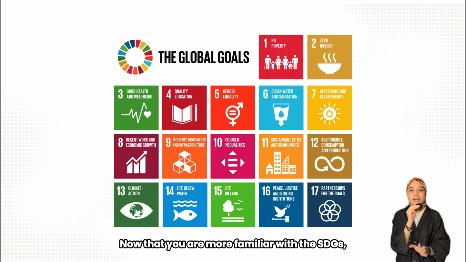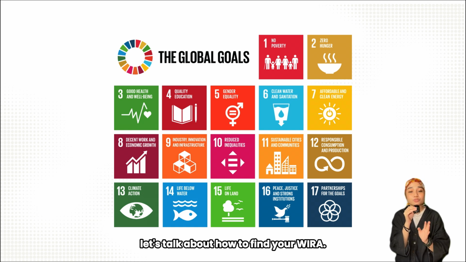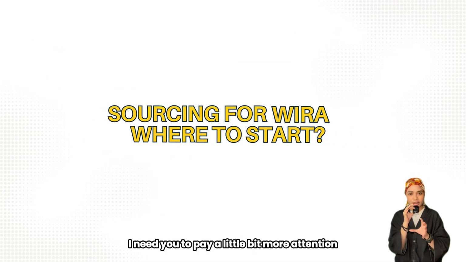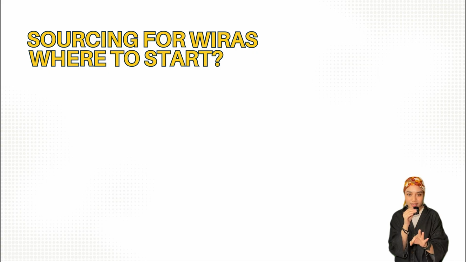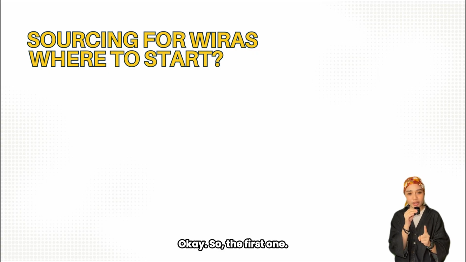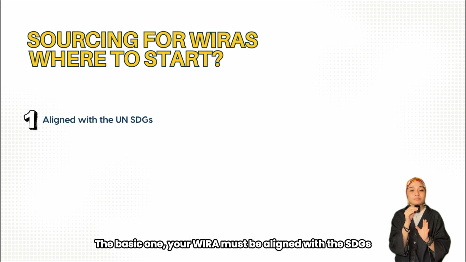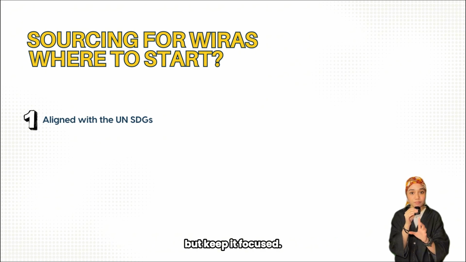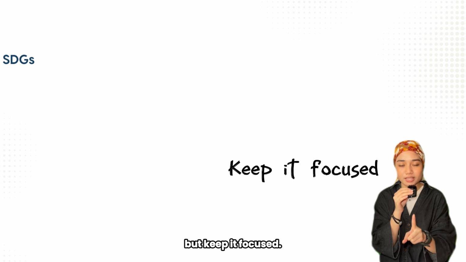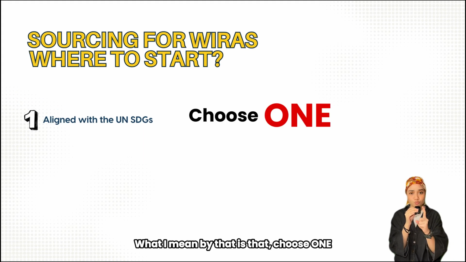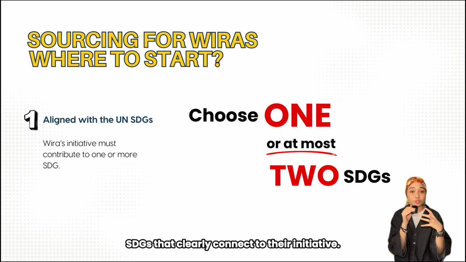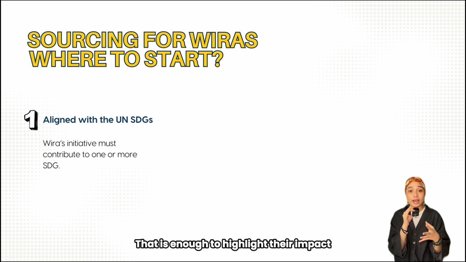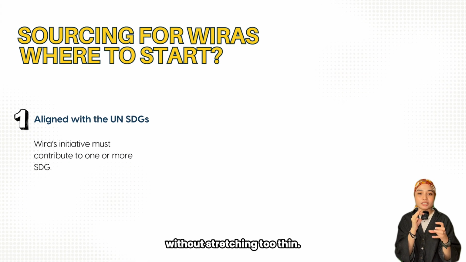Okay, cool. Now that you are more familiar with the SDGs, let's talk about how to find your Wira. For this part, I need you to pay a little more attention, because I need you to remember 3 key things. The first one, the basic one: your Wira must be aligned with the SDGs, but keep it focused. What I mean is, choose 1 or at most 2 SDGs that clearly connect to their initiative. That is enough to highlight their impact without stretching too thin.